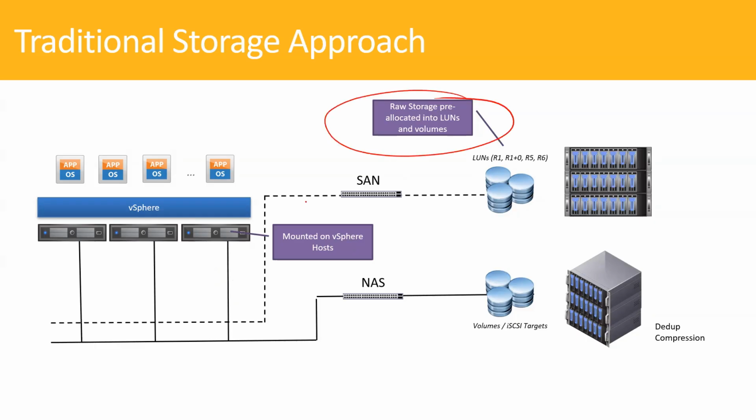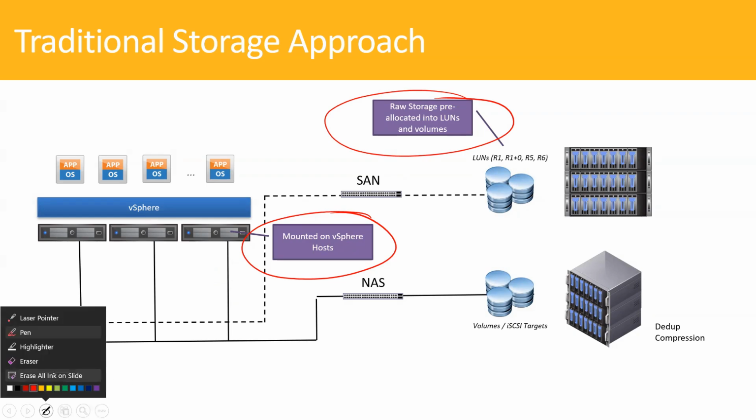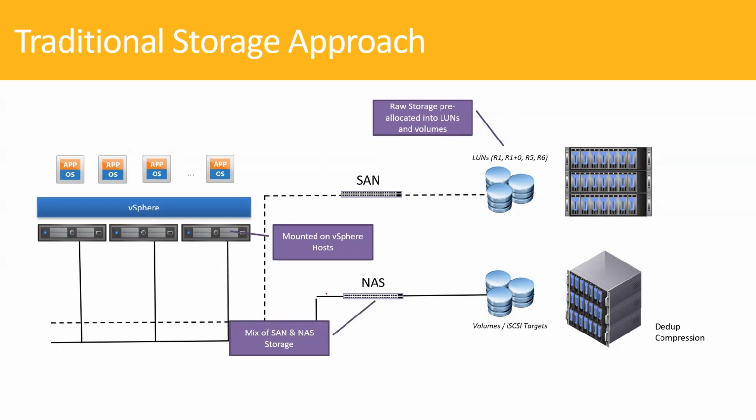The storage team will create a LUN, then they will map this LUN to your ESXi host, or if it's an NFS storage, then you have to mount that NFS on your ESXi host. Once it's done, it becomes an environment where you have a mix of SAN and NAS storage, right? And you would be having a mix of arrays. And you know that, right?